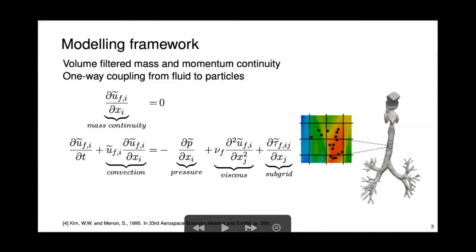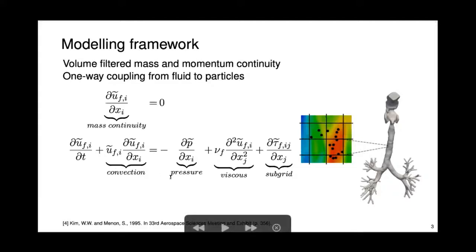So in our modelling framework, we solve the filtered mass and momentum continuity equations on a fixed grid, like so, and track point particles as they move throughout the domain. So you can see that mass continuity depends only on the divergence of the velocity field, and there's no contribution of the particle volume fraction. This means that the fluid is one-way coupled to the particles.